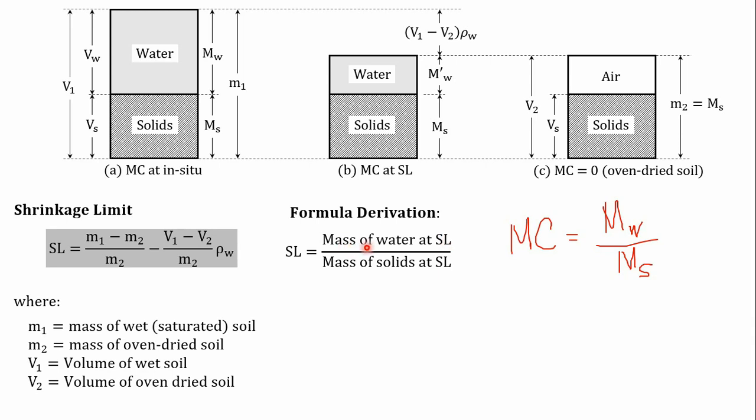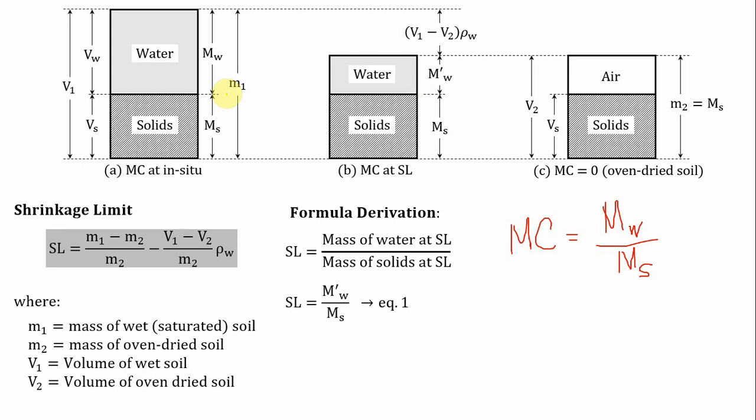Alam natin na mass of water at shrinkage limit, ito yon, MW prime, at mass ng solids, ito yon. So therefore, our equation will be SL is equal to MW prime divided by MS, and let that be our equation 1. Kuha niyo ako, class. So paano natin kunin si MW prime? Paano natin kunin si MW prime, class? Ito yung MW prime natin.